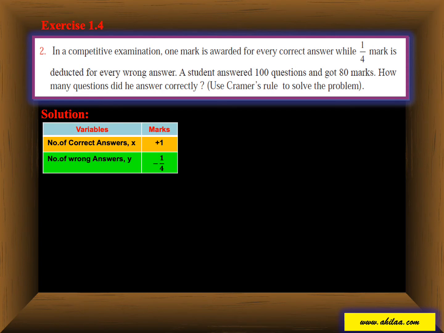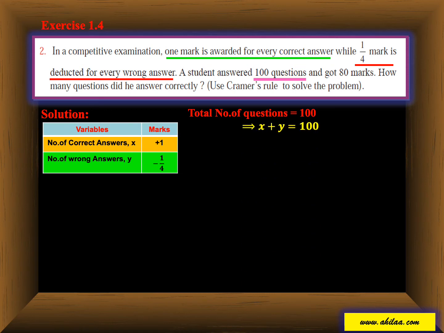Here we can consider the number of correct answers as x variable and number of wrong answers as y variable. It is given 1 mark is awarded for every correct answer, so I give the marks plus 1 to each x value. And 1/4 mark is deducted for every wrong answer, so we can give minus 1/4 mark to every wrong answer, that is y variable. Now it is given 100 questions were answered by the student, so total number of questions equals 100. From that we can give the equation as x plus y equal to 100.